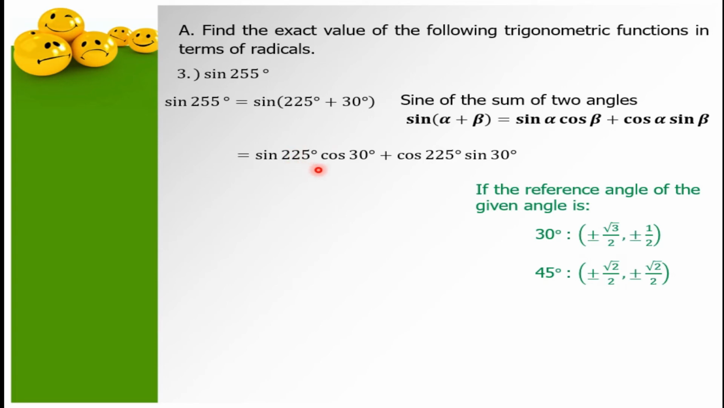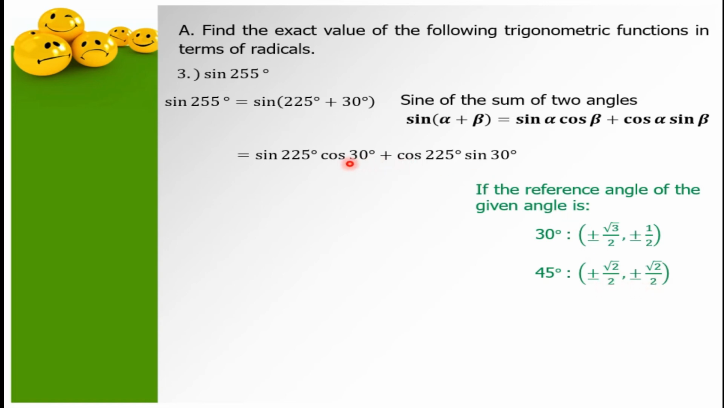So for 225 degrees, saan na-locate yung terminal side ng 225 degrees? Okay, tama. Nasa third quadrant. Pag nasa third quadrant, yung terminal side, ano yung sign ng x-coordinate? Correct, negative. How about y-coordinate? Correct, negative. So ibig sabihin, yung gagamitin natin dito is negative square root of 2 over 2. Dito, negative square root of 2 over 2 din.